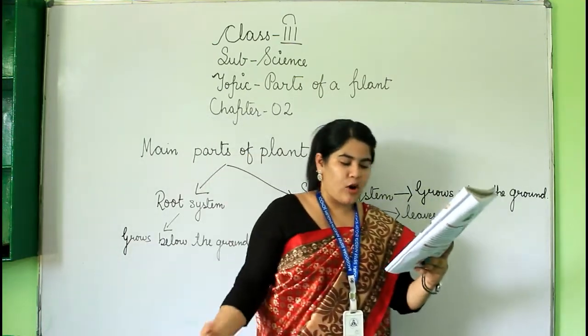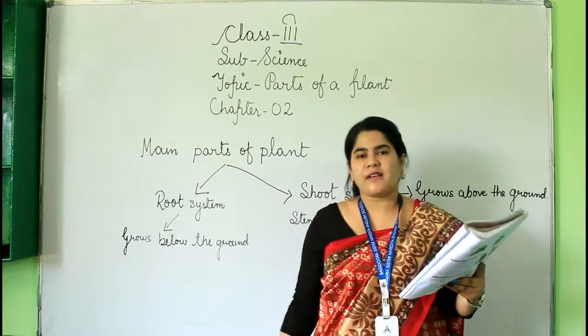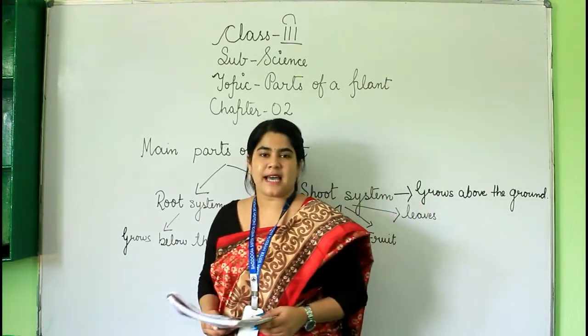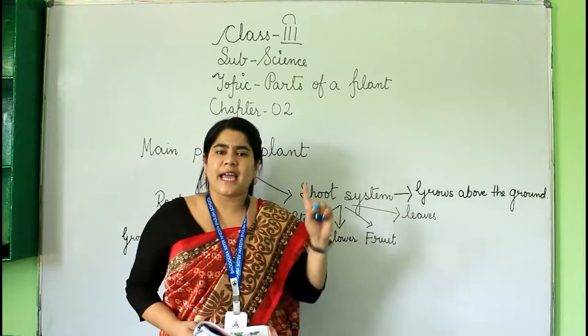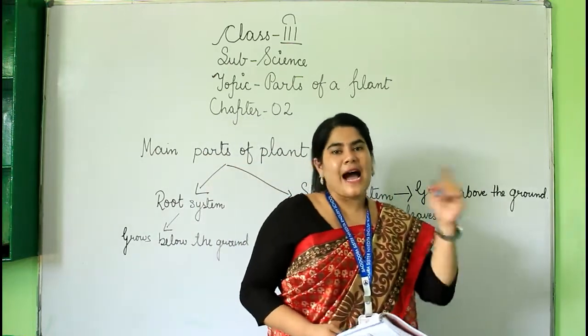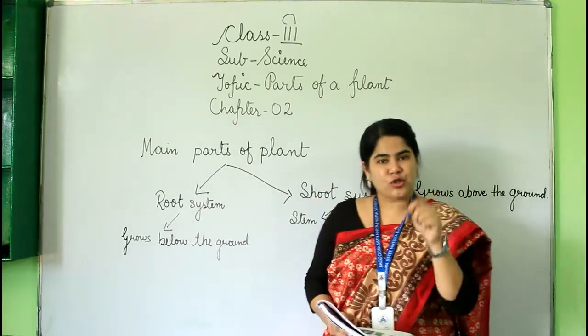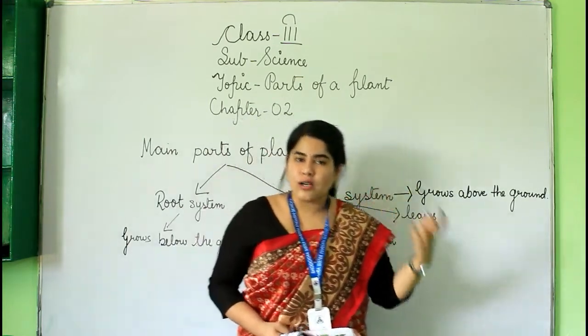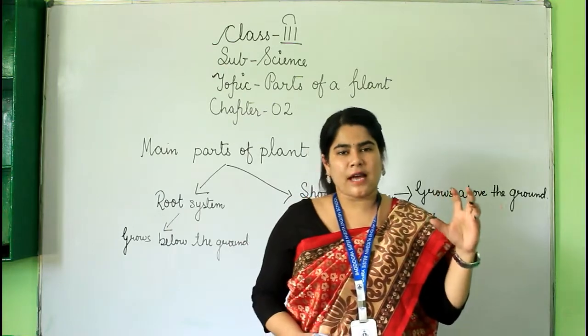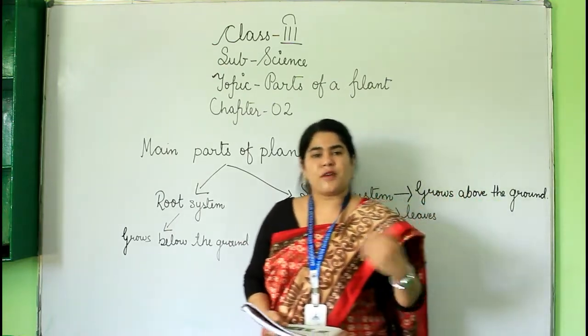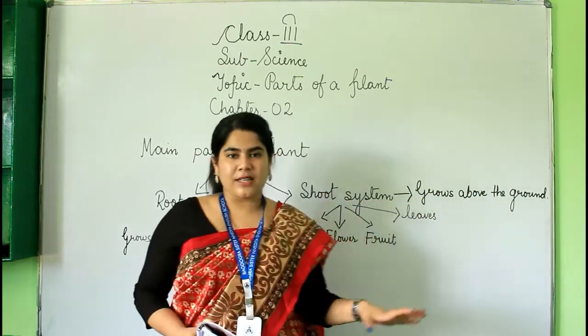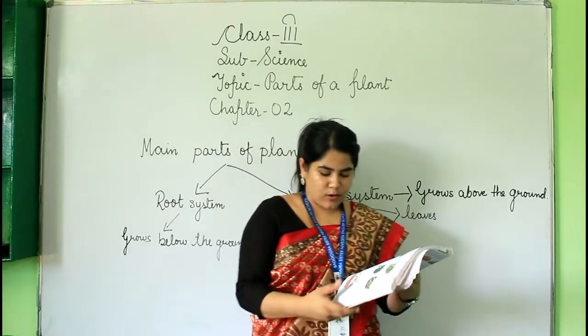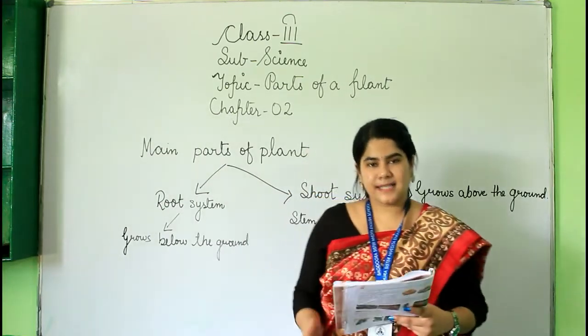Leaves give out oxygen, a gas which is very essential for all living things. As I told you, do not pluck any flowers or plants. I have plucked this just to show you all, because plants give out a gas called oxygen, and this gas is very much essential for all living things. Now turn to page number 17.